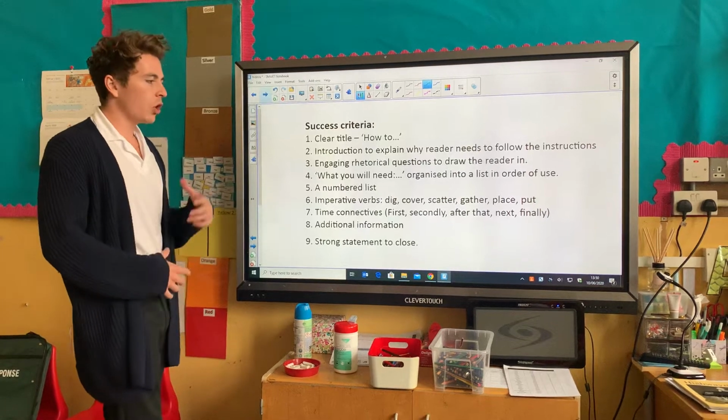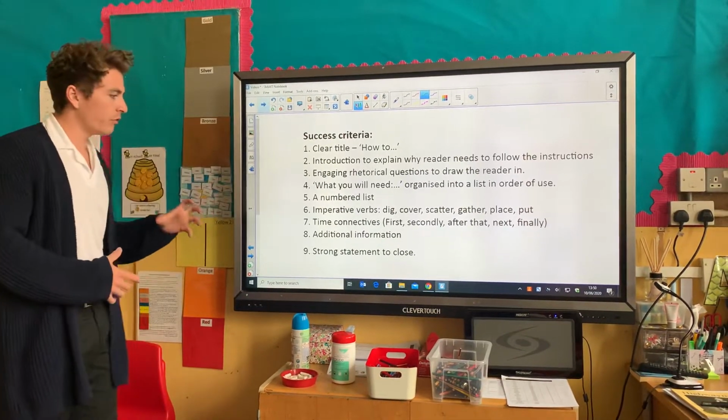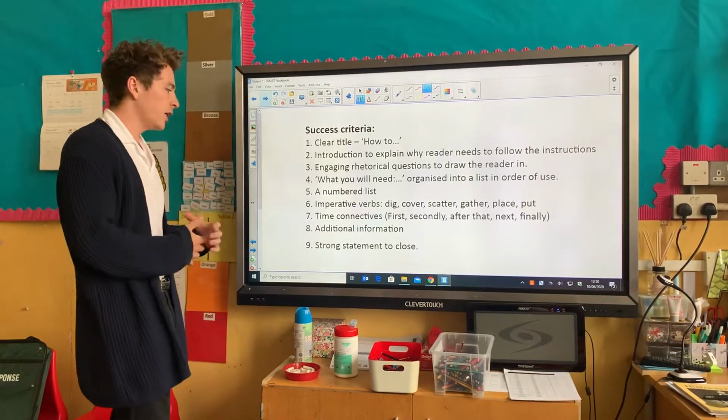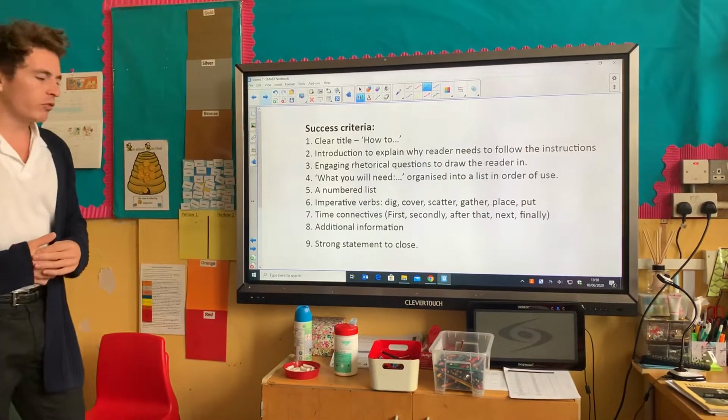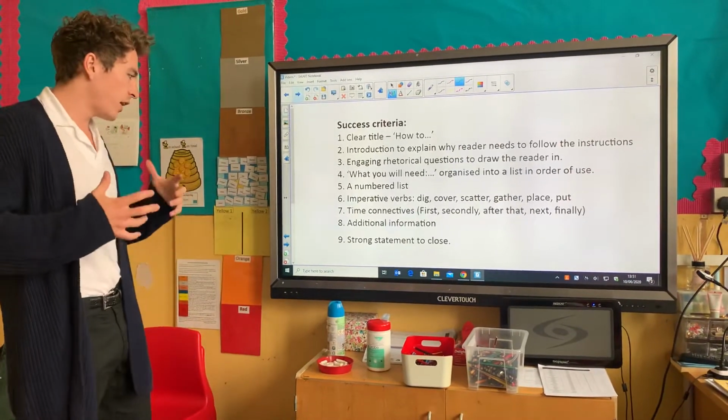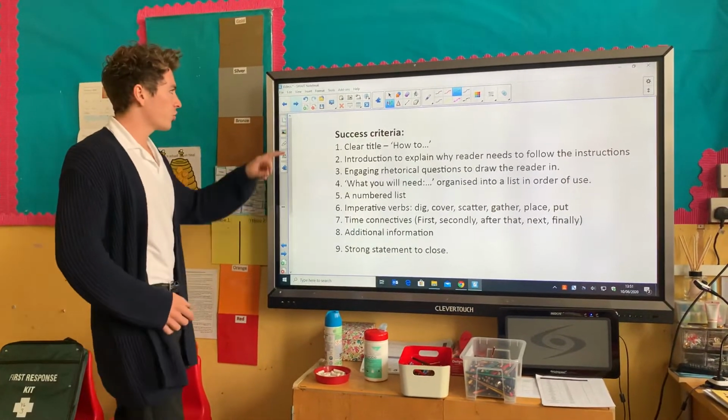Time connectives, obviously we know that's kind of one of the first things we look at when we look at instructions. First, secondly, after that, next, finally. And then any additional information, again, as I've said, use your imaginations, make it creative and exciting to read, and then your strong statement to close.